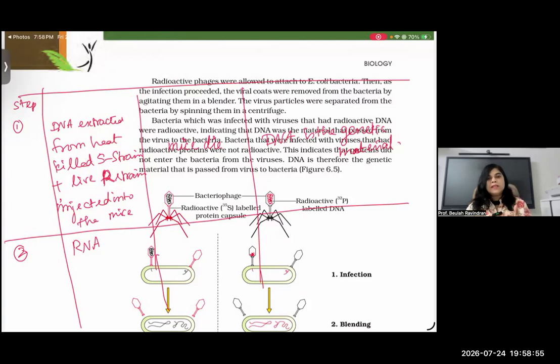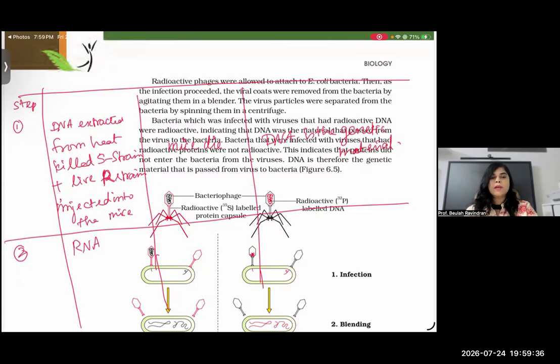Then step 3 is protein extracted from heat-killed S strain plus live R strain injected into the mice. Mice live. So protein is not the genetic material. Then step 4, heat-killed S strain plus R strain plus DNases injected into the mice. Then mice live. DNA is the genetic material because along with that, DNase is also injected into the mice, so the mice are living. So that is how it is confirmed.